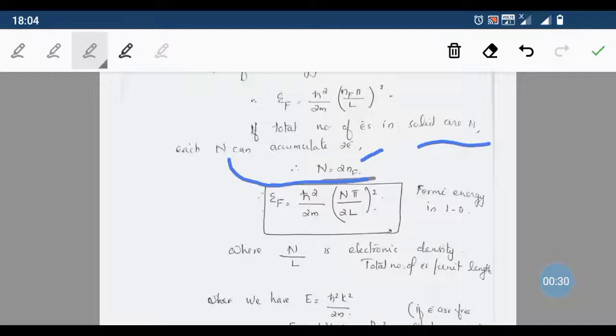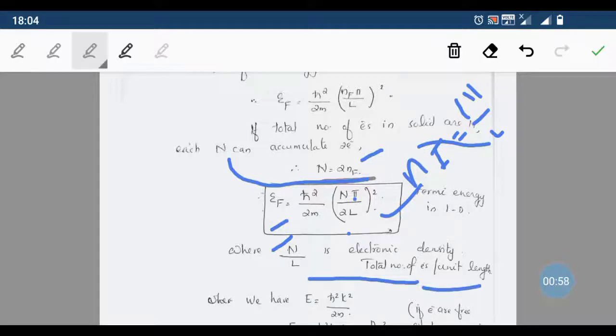So this Fermi energy EF is equal to ħ²/2m into, instead of this nF π/L squared, we have N/2. nF is equal to N/2. So (N/2 · π/L) the whole squared. So this is the final expression for the Fermi energy in one dimension, where N/L is denoted as the electronic density, that is the total number of electrons per unit length.